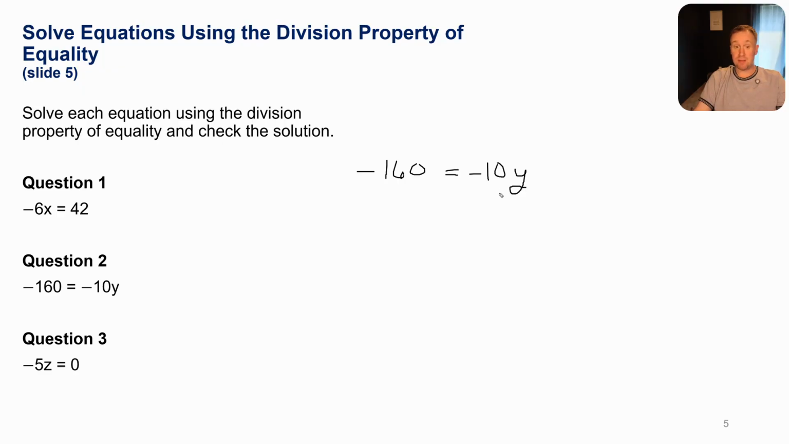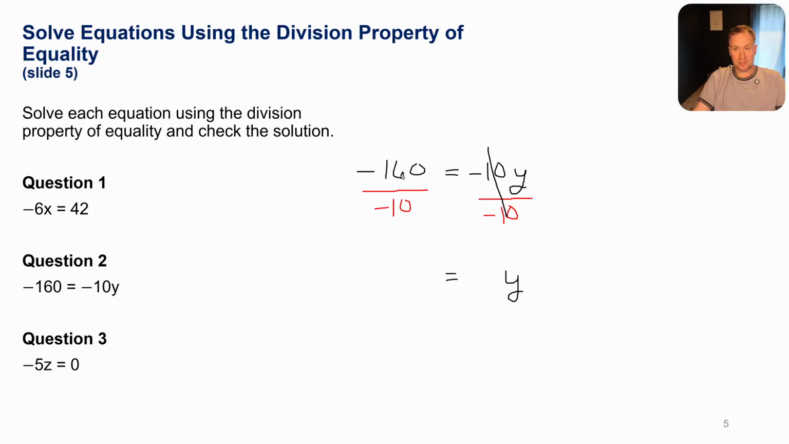This represents a multiplication relationship right now, negative 10 times y. So to move the negative 10 away from the y variable, to disconnect it, we need to divide negative 10 from the right side of the equation and negative 10 from the left side of the equation. So again, negative 10 divided by negative 10 is 1, or I kind of like to just put a slash through it, really, kind of eliminates it. And then we have the y variable equals negative 160 divided by negative 10.